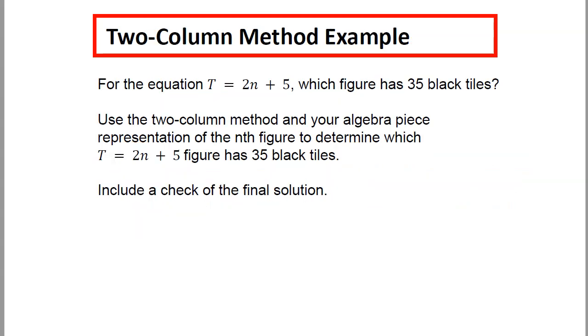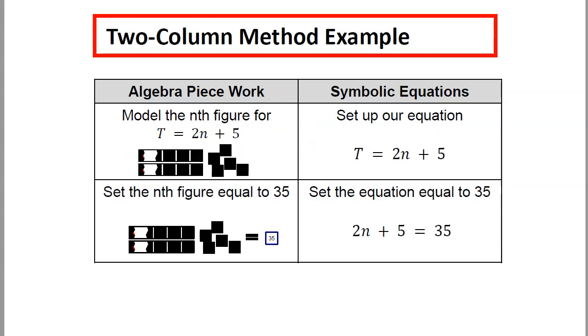Here's an example of the two-column method. For t equals 2n plus 5, which figure has 35 black tiles? So we'll use the two-column method and check our solution. We start by modeling 2n plus 5 as 2 end strips plus 5 black tiles. And then as the next step on the left with our algebra piece work, we set that equal to 35. On the right, we have our equations. t equals 2n plus 5, and then 2n plus 5 equals 35.